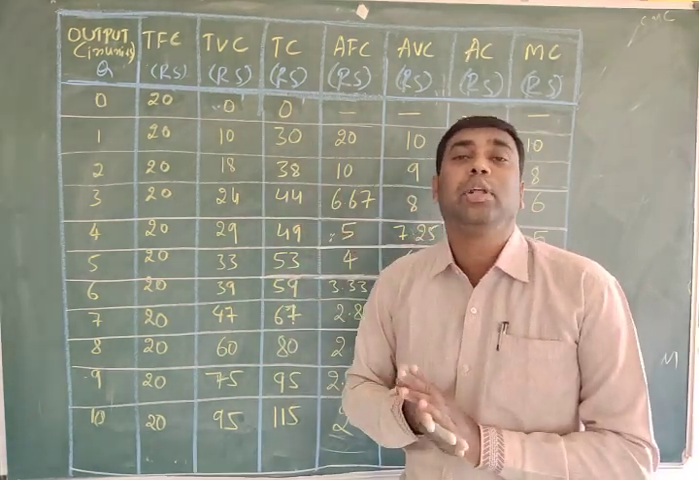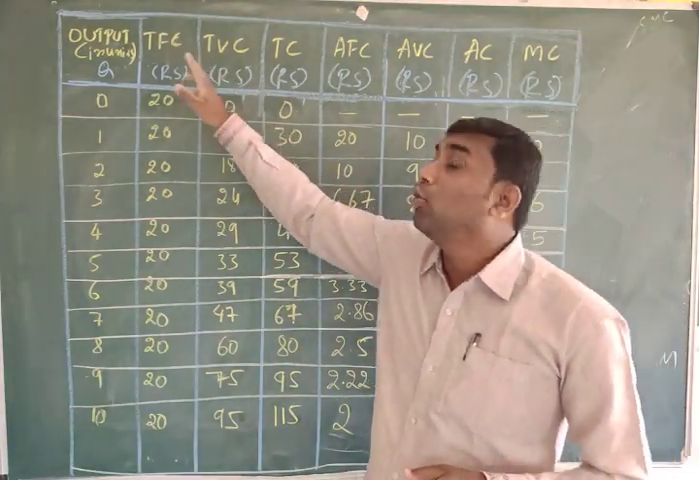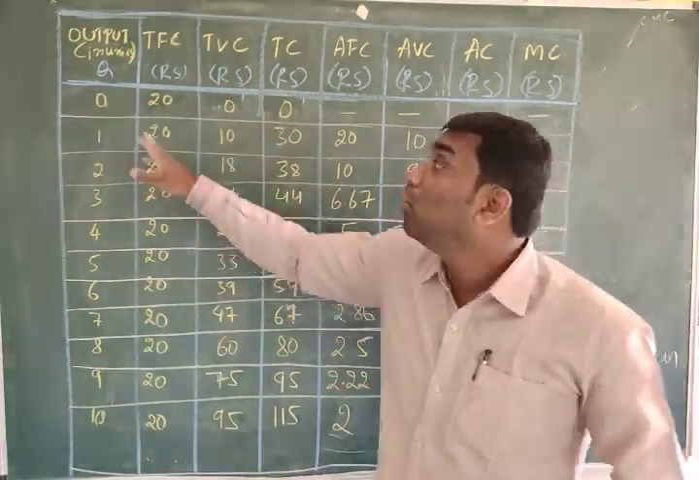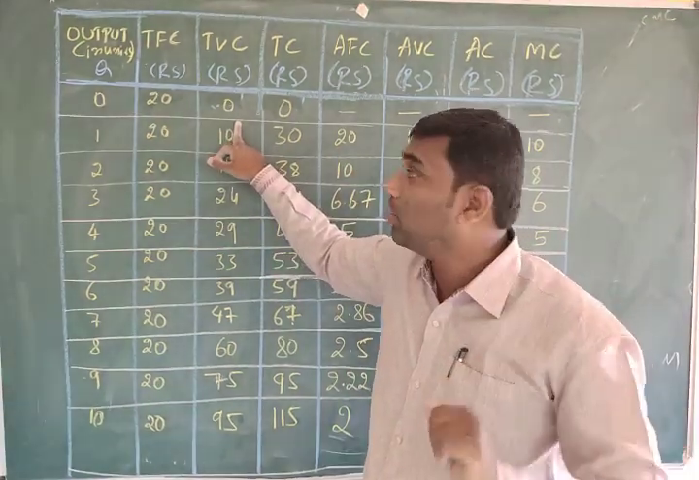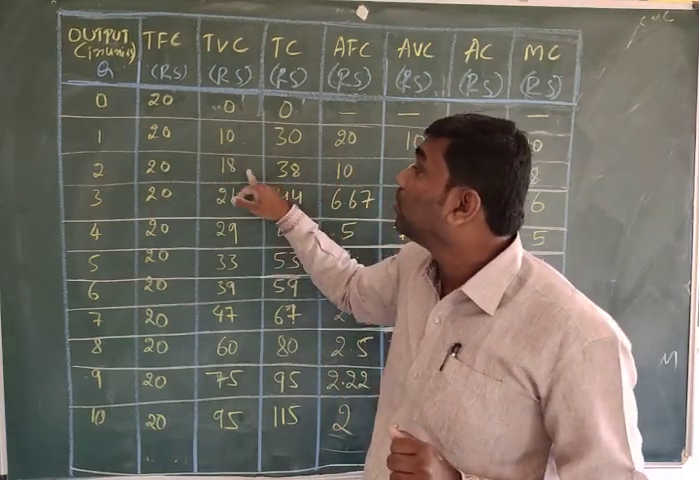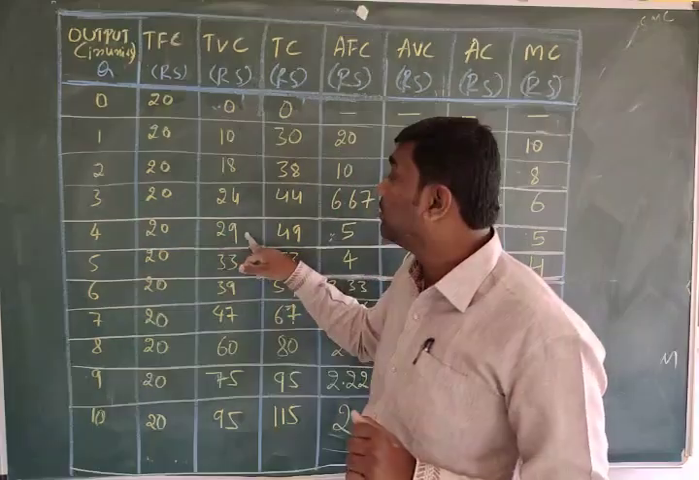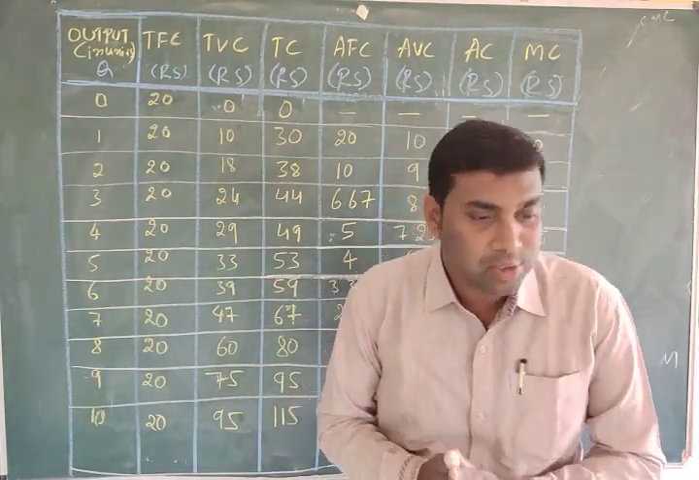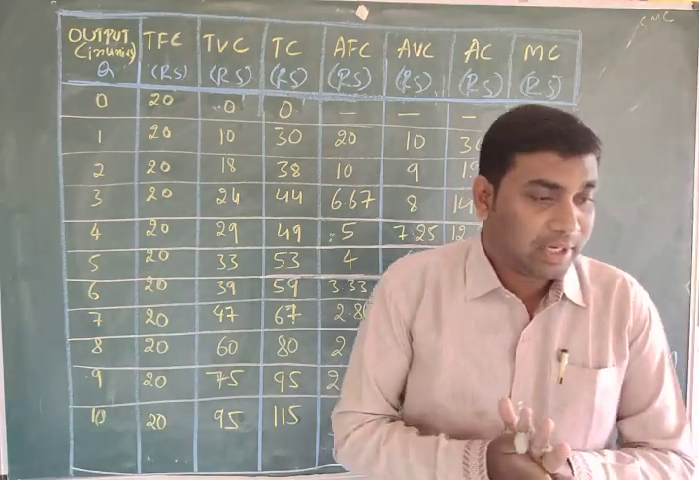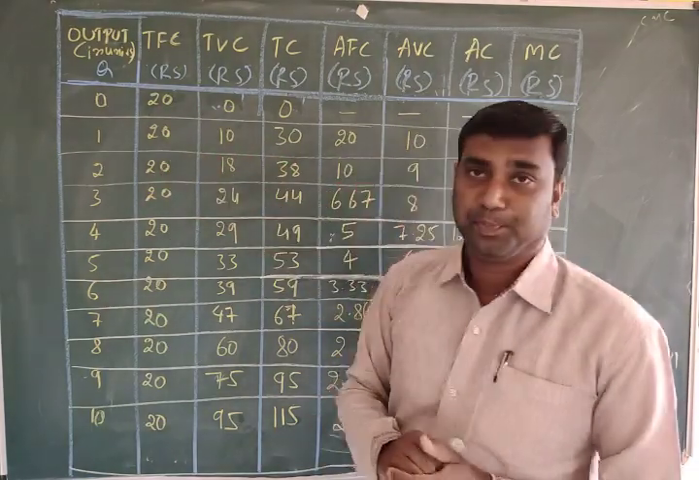Okay, TVC means total variable cost. Here the total variable cost changes along with the output. If the output increases, total variable cost also increases. If the output decreases, total variable cost also decreases. If the output is 0, total variable cost is also 0. Right? If the output increases from 1 to 2, total variable cost increases from 10 to 18. If the output decreases from 4 to 3, the total variable cost decreases from 29 to 24. Okay. TVC you can also get with the help of a formula, that is TC minus TFC. Can you understand?